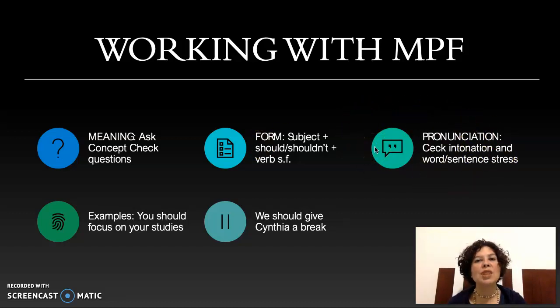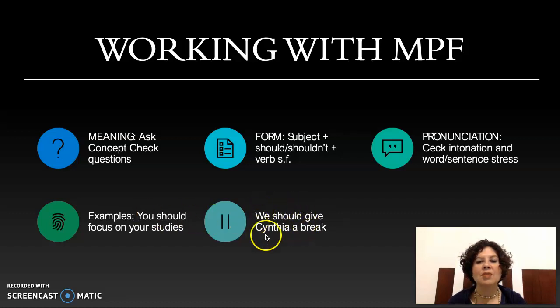Please practice with them pronunciation. Two things basically, word stress and sentence stress. Here we have two examples. Cynthia, you should focus on your studies now. You should focus on your studies now. Where do you find the primary stress in the sentence? You should focus in the verb, right?